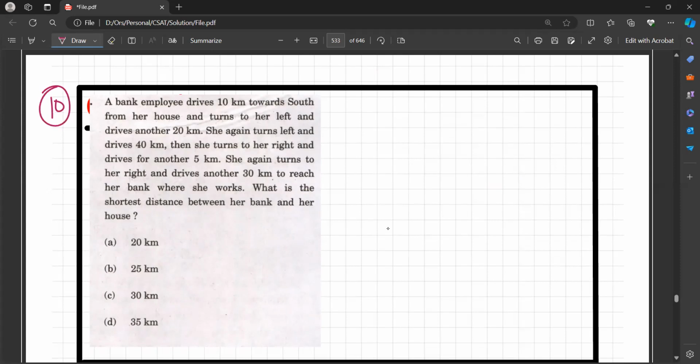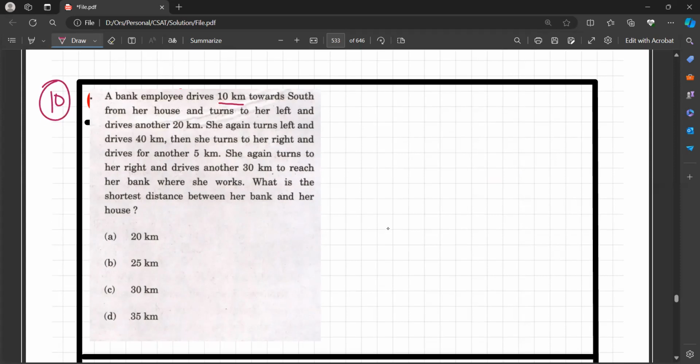A bank employee drives 10 kilometers towards south from her house. Bank employee's house goes 10 kilometers towards south. Turns to the left and drives another 20 kilometers.